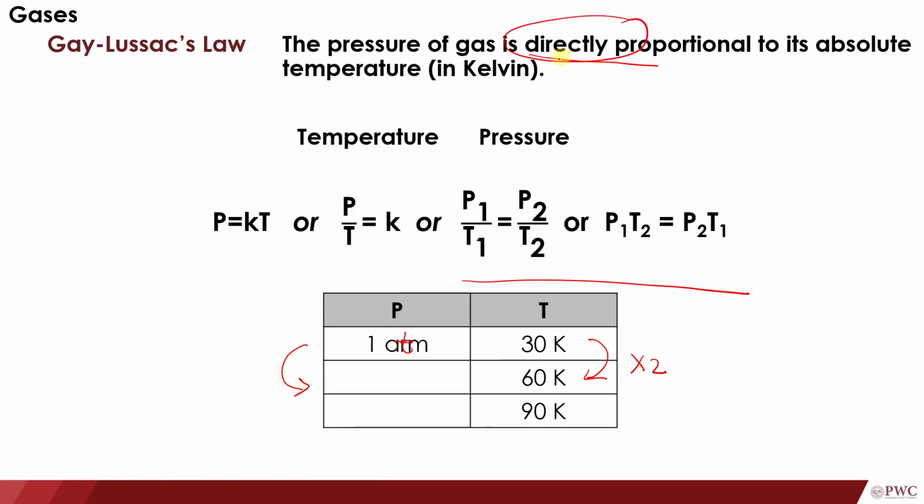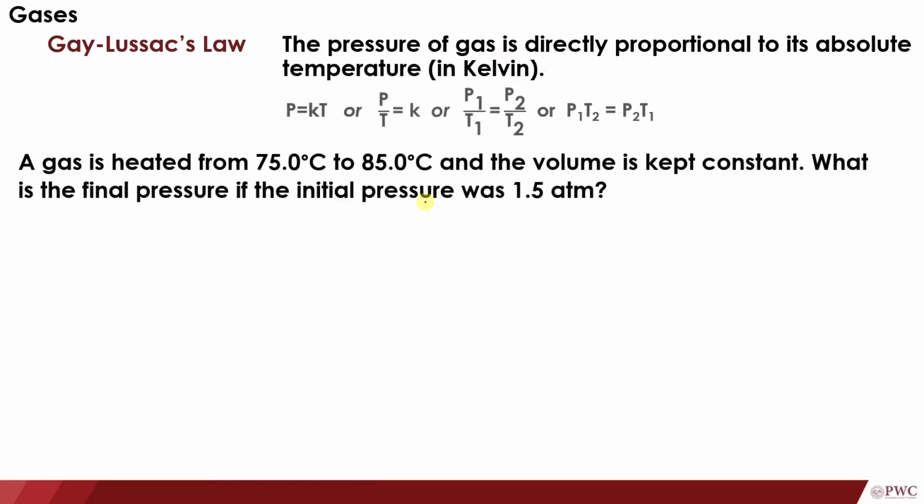So again, here we have directly proportional. So this one is also changed by a factor of 2. So that is from 1 atmosphere to 2 atmospheres. Next, we have this one from 30 Kelvin to 90 Kelvin. We have times 3. The pressure will also increase by a factor of 3. We have 3 atmospheres. So that's the relationship of the temperature and pressure. So let's solve this one.